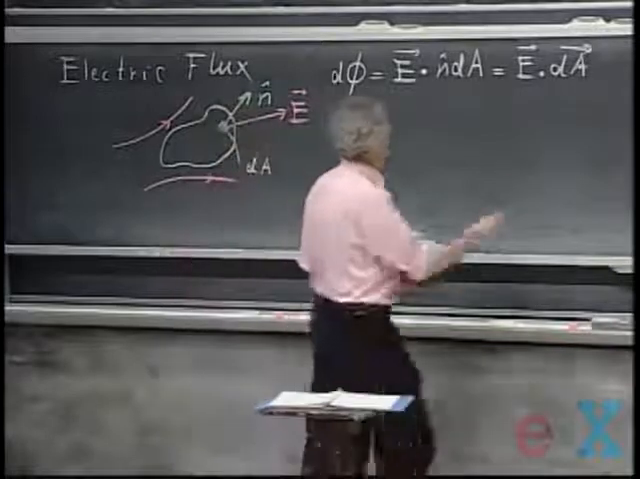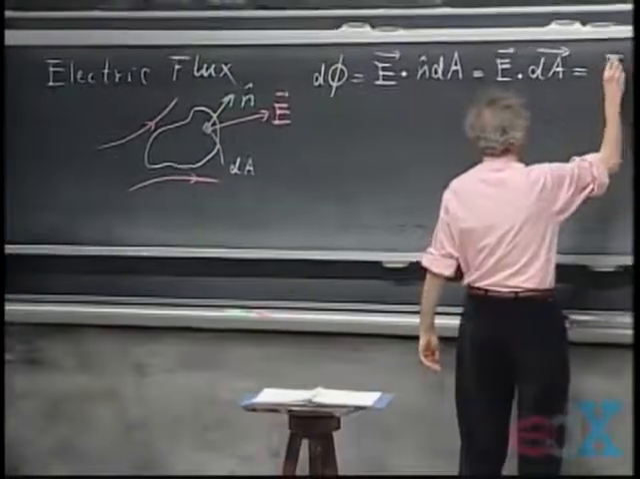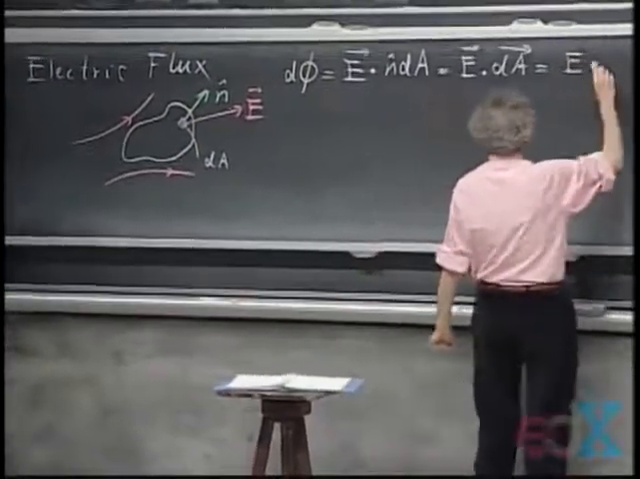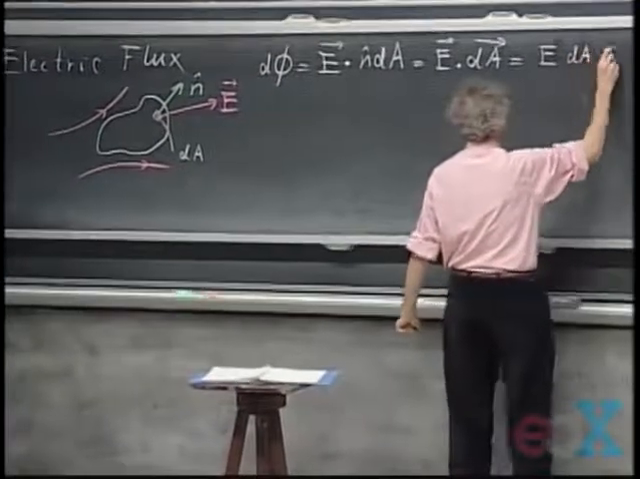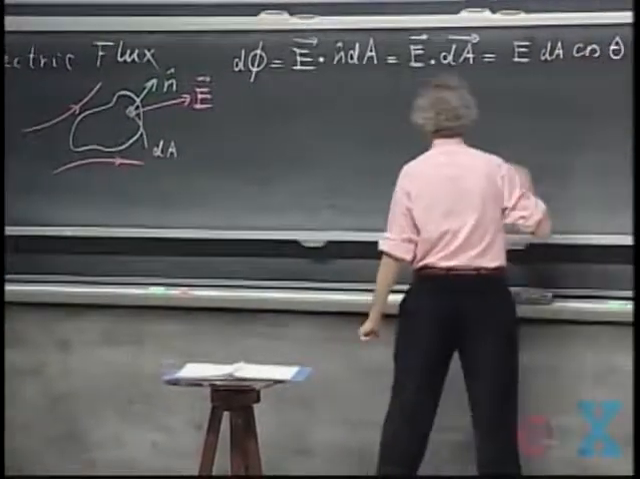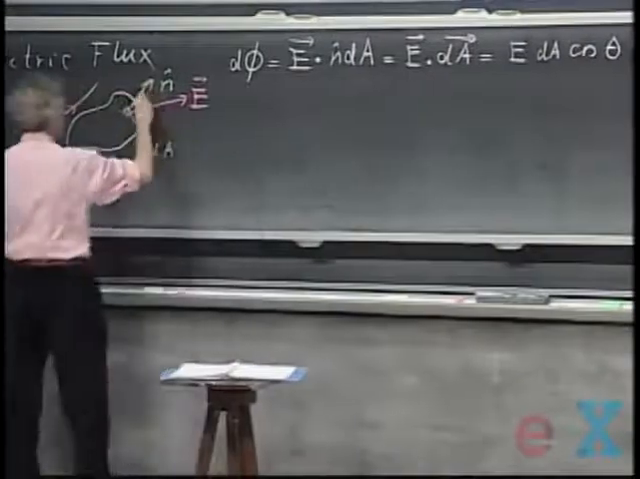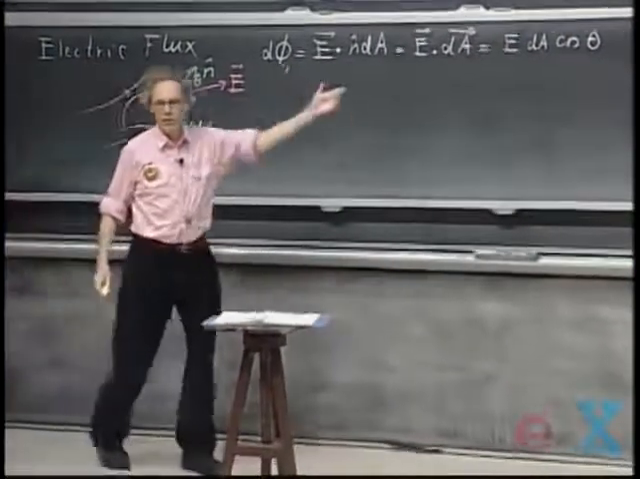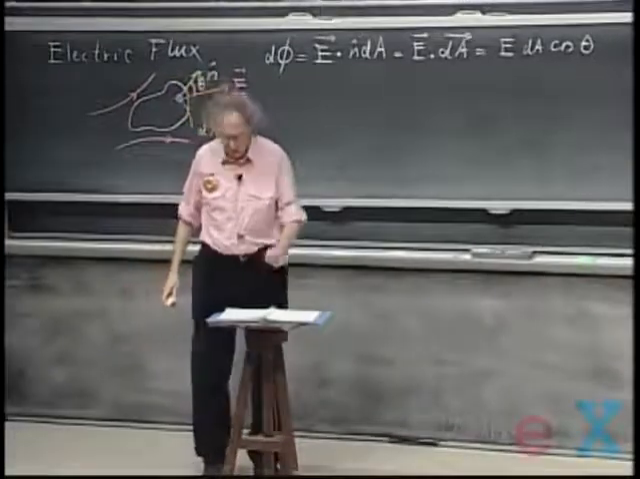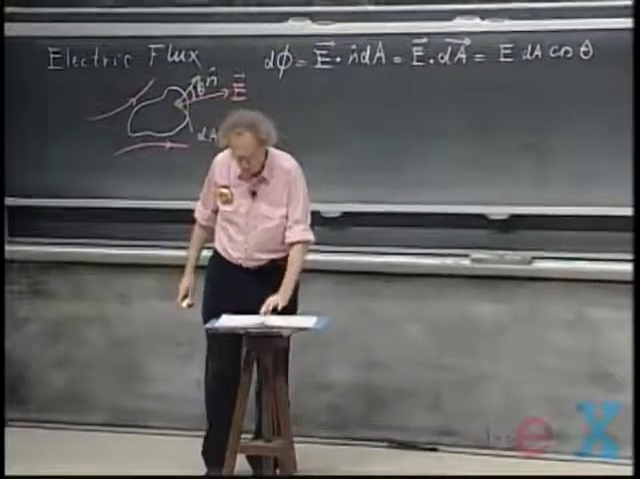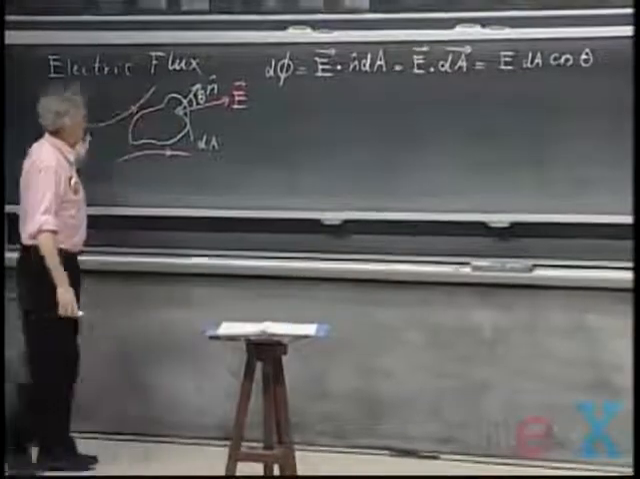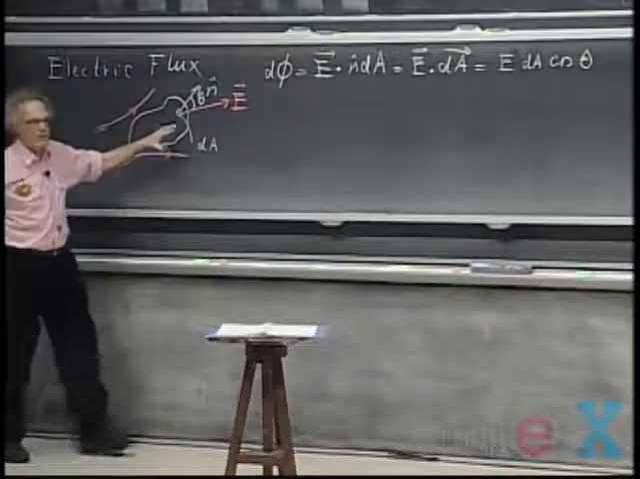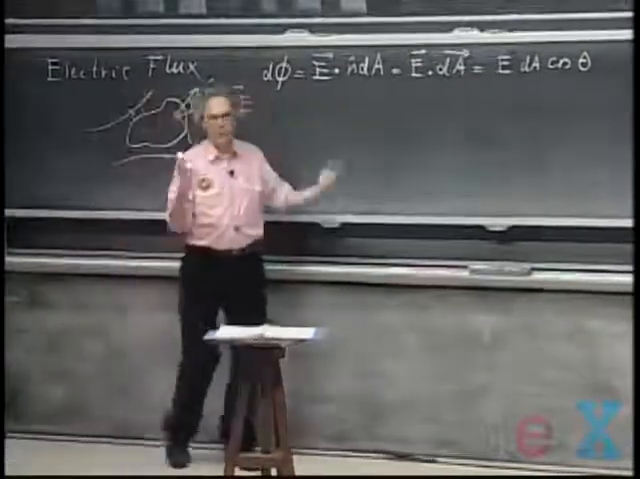And so this, since it is a dot product, is the magnitude of E times the area dA times the cosine of the angle between these two vectors, theta. And this is a scalar. The number can be larger than 0, smaller than 0, and it can be 0. And I can calculate the flux through the entire surface by doing an integral over that whole surface.